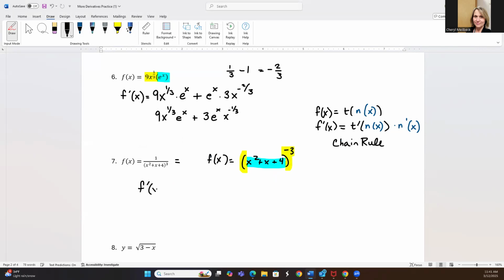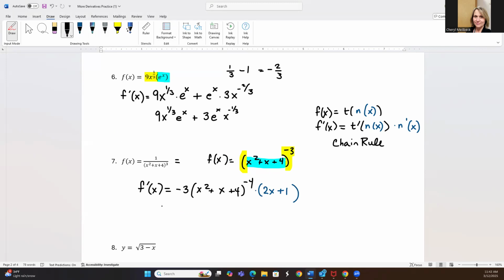So as we take our derivative, we'll do the derivative of the yellow part, which is going to be negative 3 times the inside and then to the negative 4. So this is the derivative of the outside because we brought our negative 3 out front, and you subtracted 1 from the exponent to make it negative 4. The inside function stays the same at this stage. But now we take the derivative of my inside function. So the derivative of that would be the 2x plus 1, and the derivative of 4 is 0. So that's how we work with our chain rule here.